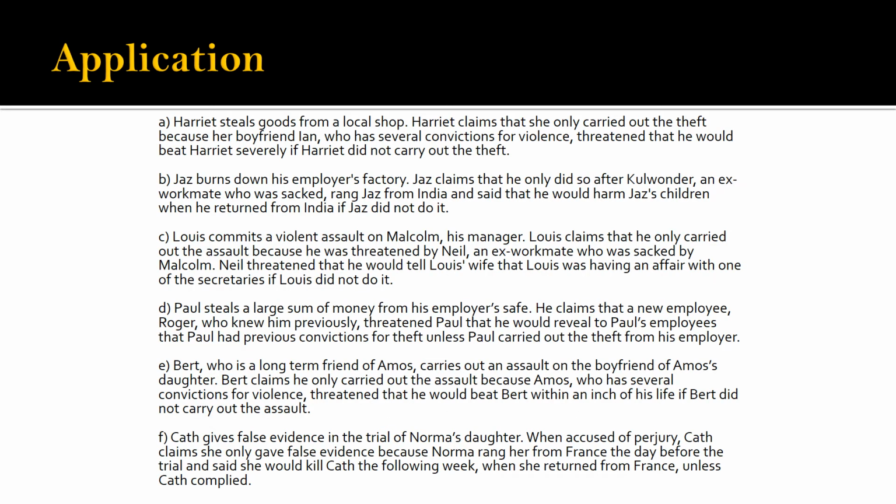So let's just have a look at some scenarios. I'd like you to just have a quick read of these, please, and just identify whether you think these defendants would be able to rely on duress. And if not, what the issue might be. Might they fail on a requirement or the test?